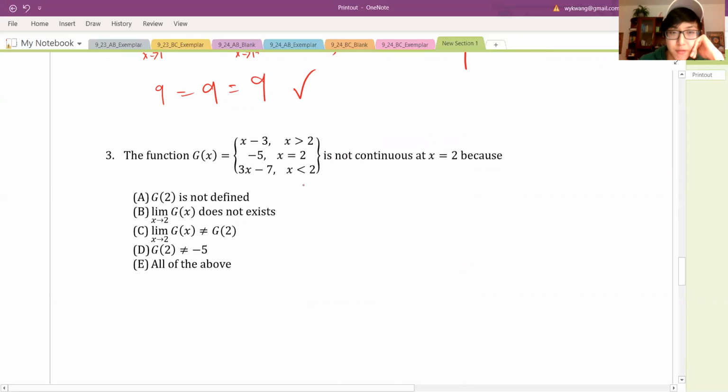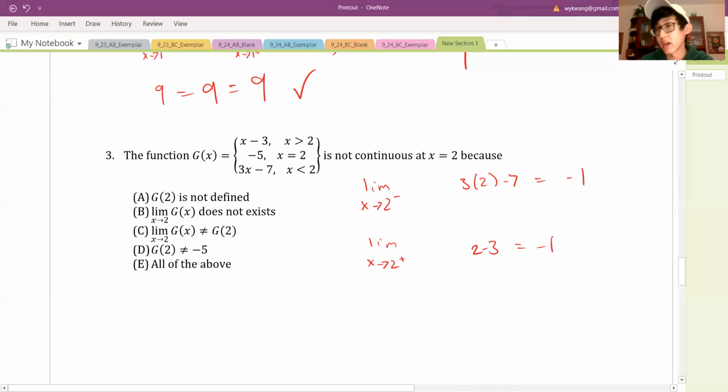Approaching from the left, it's 3x minus 7, right? So as x approaches 2 from the left, because that's the x less than 2 domain, let's plug it in. It's 3 times 2 minus 7, which is 6 minus 7, so it's equal to negative 1. Well, let's try it from the right. As x approaches 2 from the right, that's going to be 2 minus 3, so it's equal to negative 1. Okay, the limit from the left and the right are the same.